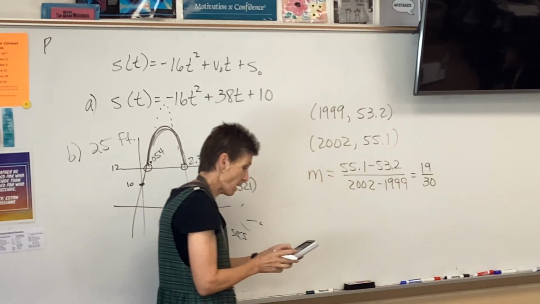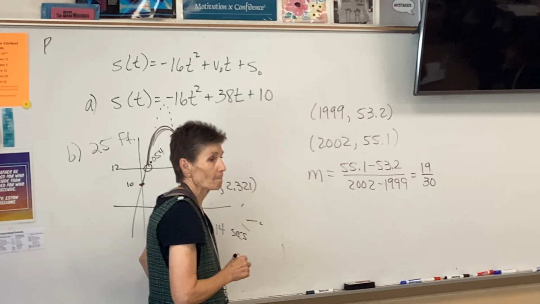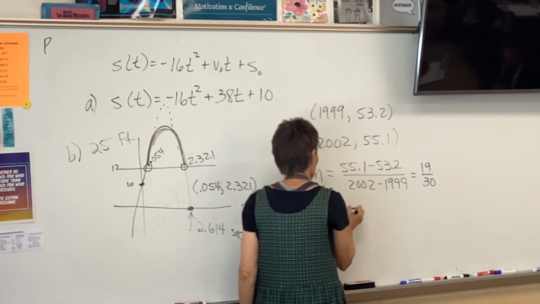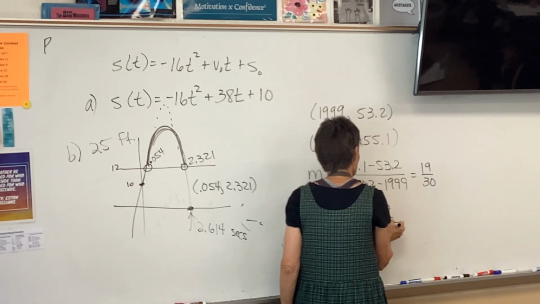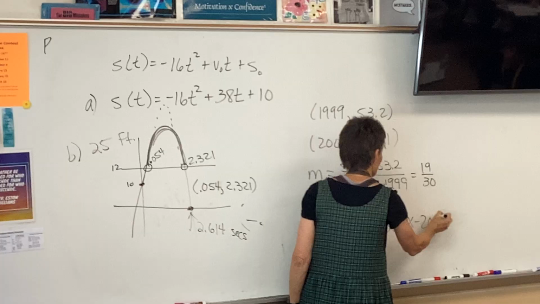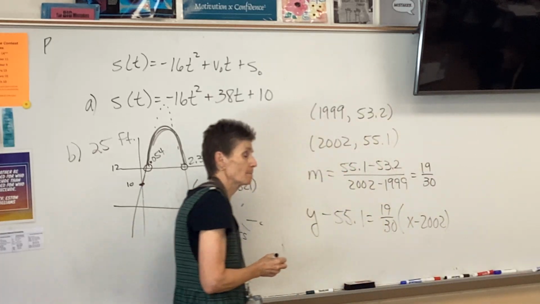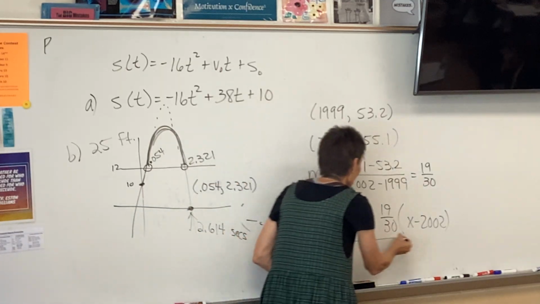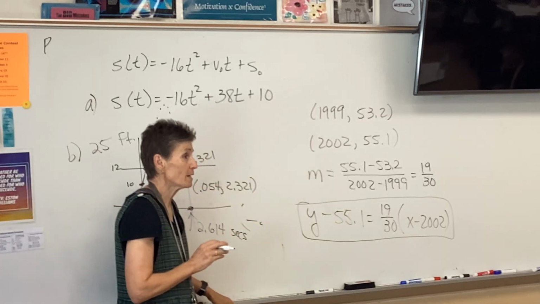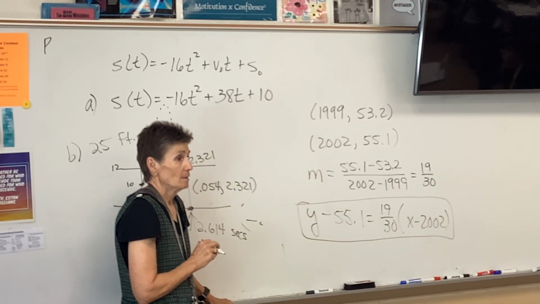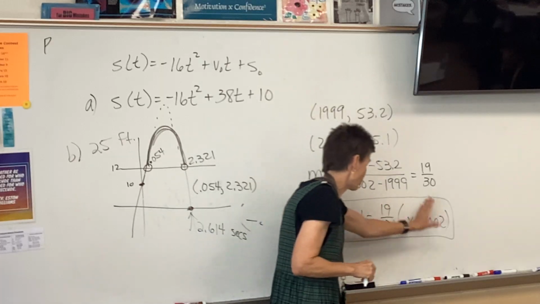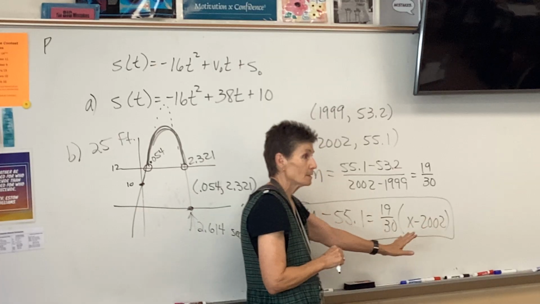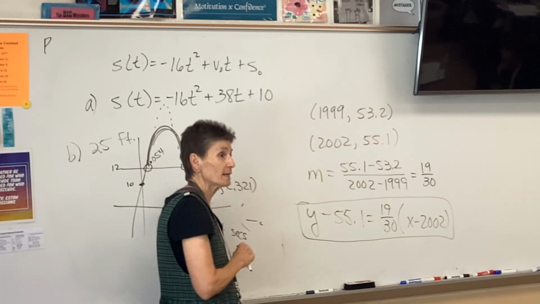All right, now what? I got my fraction. Now what do I do? One slope. y minus 55.1 equals 19/30 times x minus 2002. Now that is perfectly okay. Or we could distribute, and add the 55.1 over. But regardless, we're okay to do it that way.